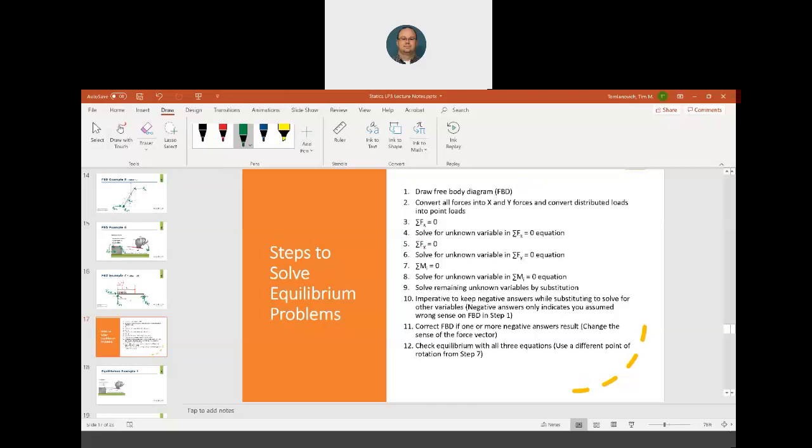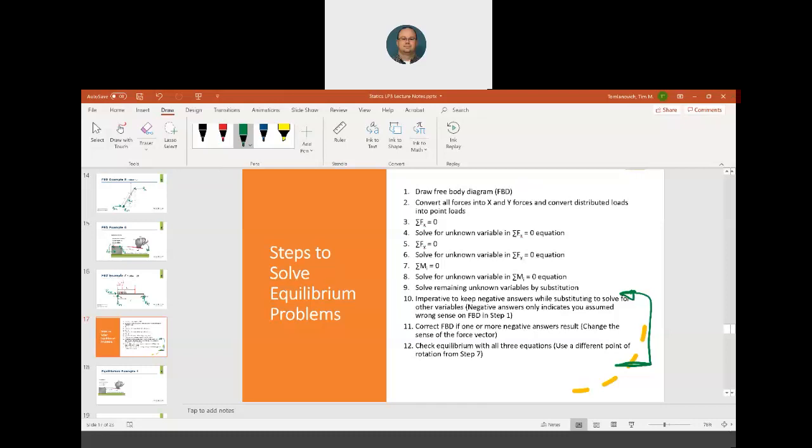And as you solve these 3 equations, you can only solve so many. You'll have unknown variables, and what you do is you move to the next equation, and then you solve by substitution. Okay? This is important right here. This is where you're going to get hung up. Imperative to keep negative answers while substituting to solve for other variables. Negative answers only indicate you assumed the wrong sense. What's the sense? It's the arrowhead in step 1. Don't worry about it. The math will work itself out.